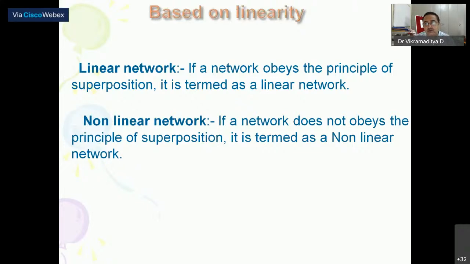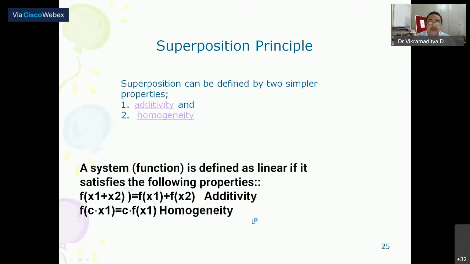If an element obeys the principle of superposition, mind it, here we are concerned with the principle of superposition. Any element which obeys the principle of superposition is said to be a linear element, and the same is true for the network. If any network obeys the principle of superposition, then it is termed as a linear network. Now you will definitely ask what is the superposition principle.